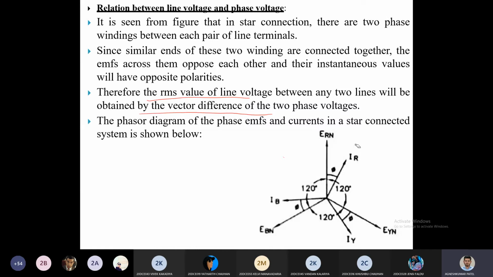Now due to the load, the IR may be at some angle behind. If it is a balanced system, the angle between my voltage and current would be phi, the same way for the B phase. This is just to represent an inductive load. If a resistive load is there, this IR will be on ERN itself. We have seen this with single phase.